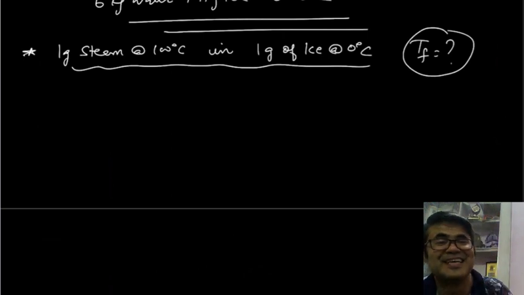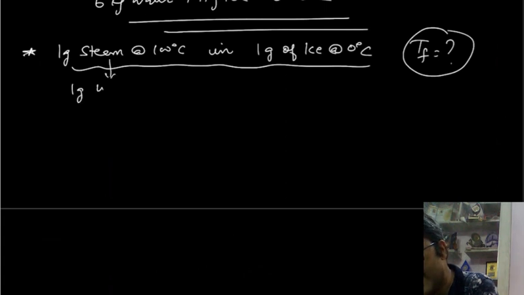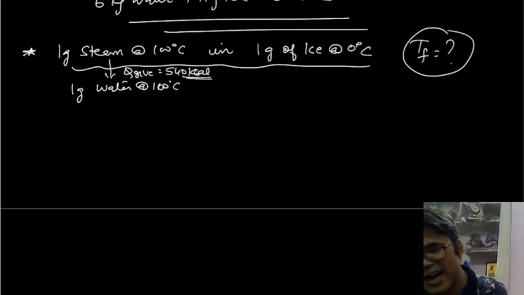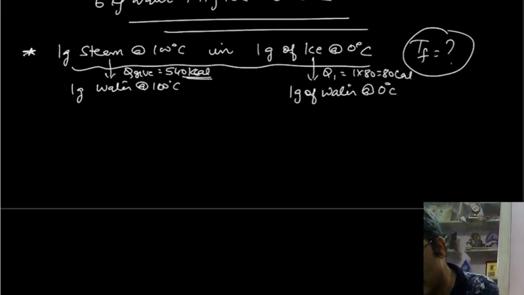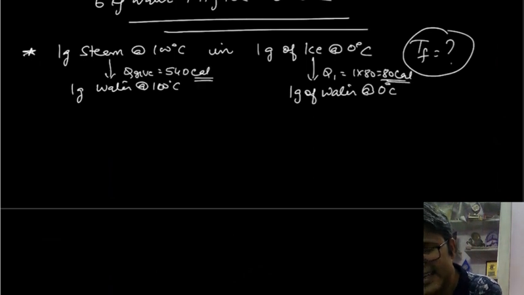So here the data is the key. Just think of it: if this steam condenses to 1 gram of water at 100 degrees Celsius, how much heat can it give? It can give 540 calories, the data that you remember for latent heat of vaporization. And for the ice to melt into 1 gram of water at 0 degrees Celsius, what is the demand? The demand is 1 into 80, that is 80 calories. Sorry, 80 calories, not kilocalories. You have grams only, so write calories here. It was 540 calories, it is 80 calories.